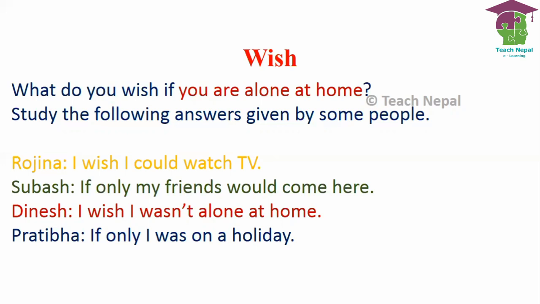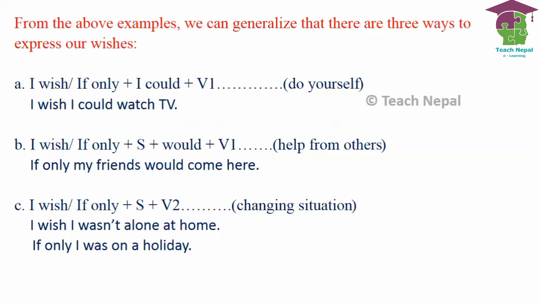There are different structures for forming wishes. I wish, if only, right? I wish I could, if only I could, right? Plus verb, and if you do it yourself, for example, I wish I could watch the TV. Next, I wish or if only, subject plus would plus part one, help from others. It means if only my friends would come here, if only my parents could call me. In this way you can do this, would, could, we can use both.